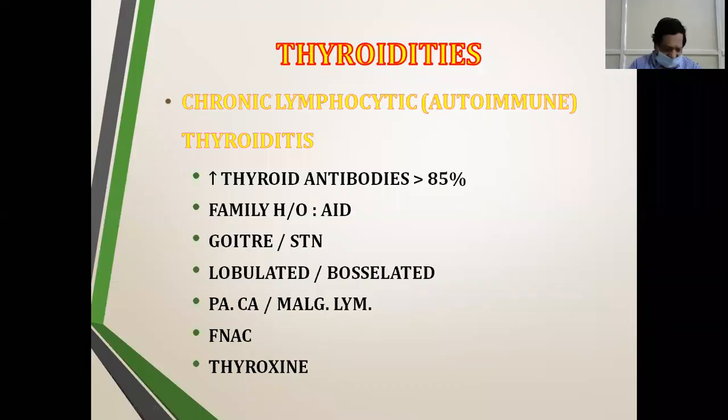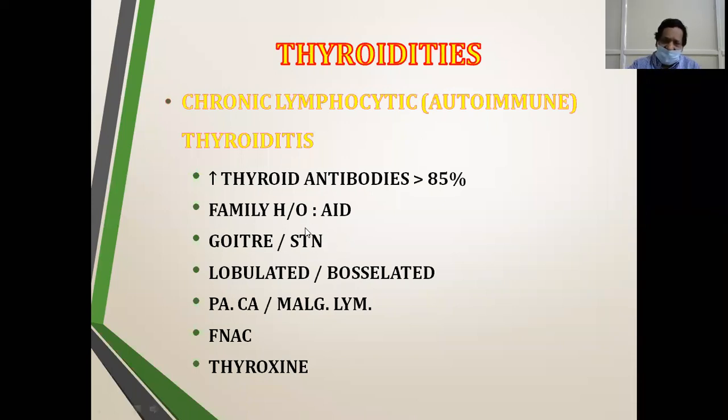Coming to thyroiditis, inflammatory conditions: chronic lymphocytic autoimmune thyroiditis, also known as Hashimoto's. In this, thyroid autoantibodies are present in more than 85%. We have thyroid peroxidase, TPO, and thyroglobulin antibodies. They are increased. There is a family history of autoimmune thyroiditis or autoimmune disorders like diabetes mellitus or some other autoimmune disorders.